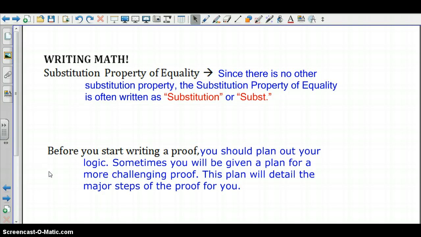Before we start writing a proof, you should plan out your logic. Sometimes you're going to be given a plan for a more challenging proof to follow. This plan will detail the major steps of the proof for you. But regardless of whether you're given a plan or not, you need to come up with some sort of a plan. You can use the parts of a flowchart proof to do so, or you can write it out in sentence form like a paragraph proof.